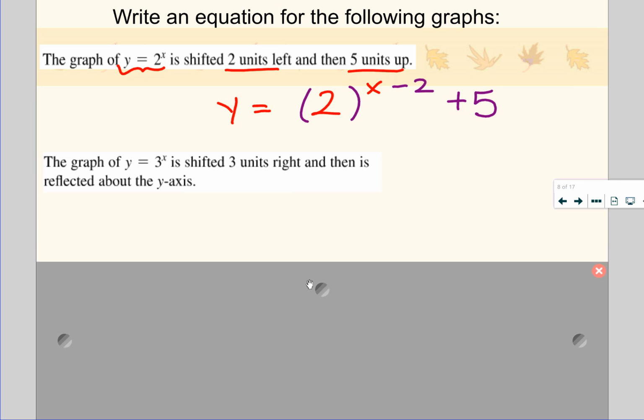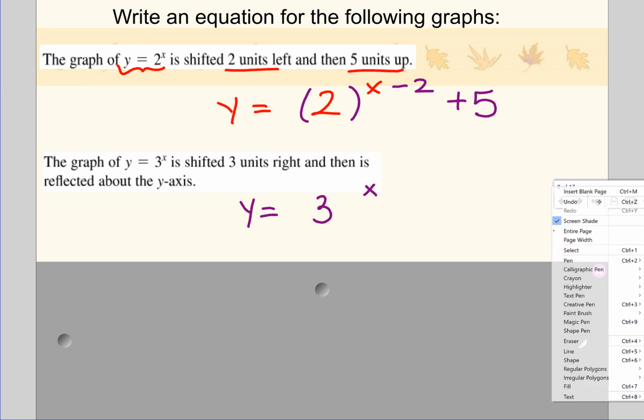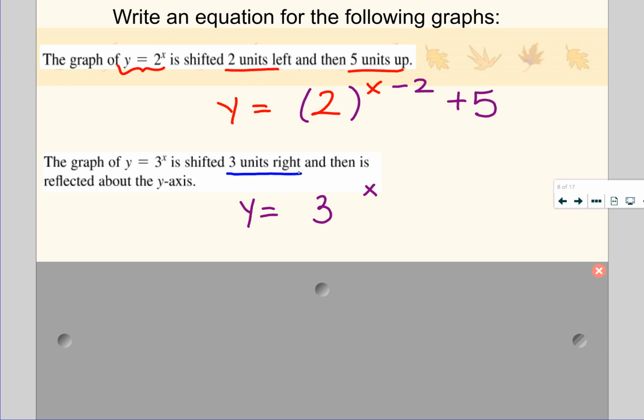Okay, in the next problem, we have y equals 3 to the x power. Here, I want to take this and I want to shift it 3 to the right. So 3 to the right. Oh, I made a mistake earlier. I was going to say that was a -3. That should be a +2 up there.